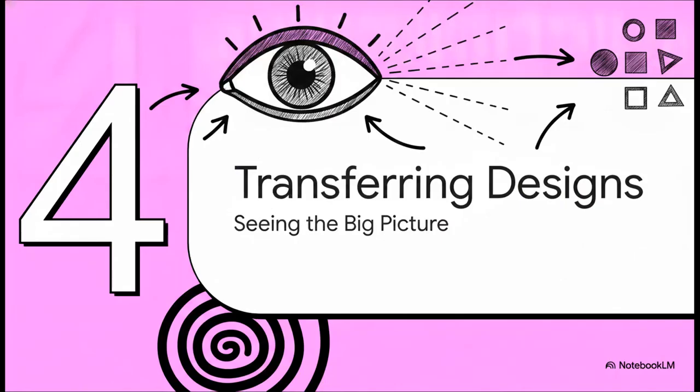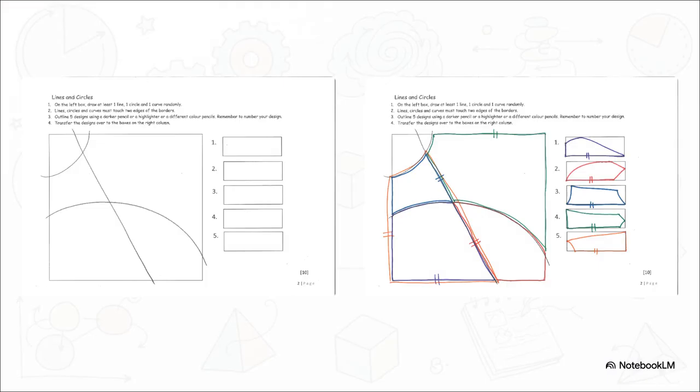Section 4, Transferring Designs, Seeing the Big Picture. So let's step back for a second and look at the whole shebang. The crucial point here is really undeniable when you view these two images side by side. On the left, remember, we started with this incredibly intimidating blank box, and we threw in a totally random, unstructured mess of a line, a circle, and a curve.